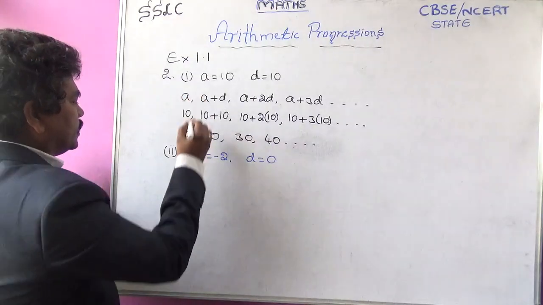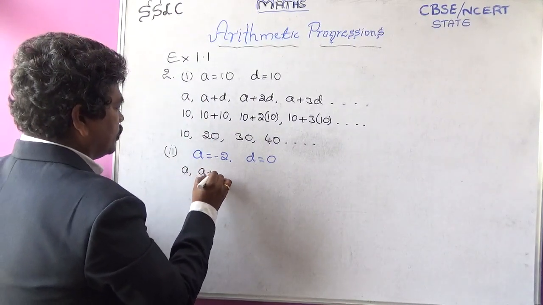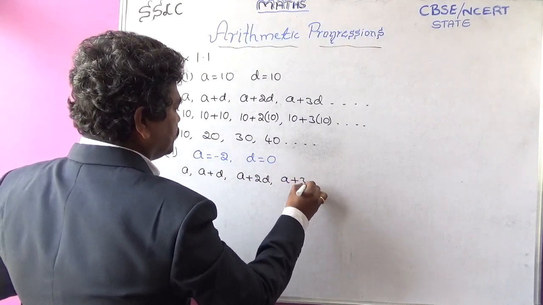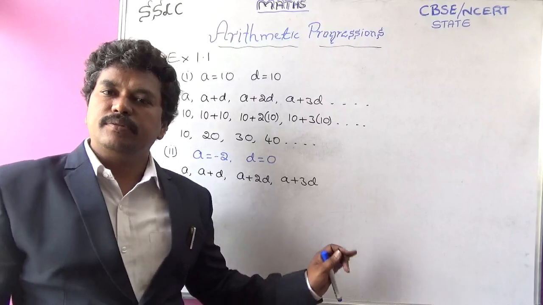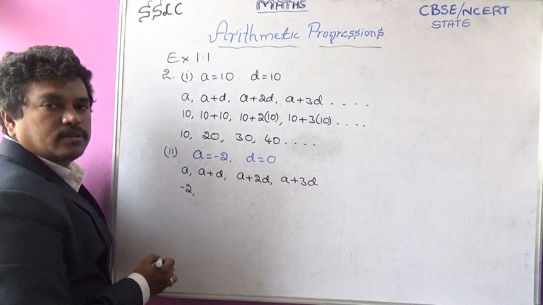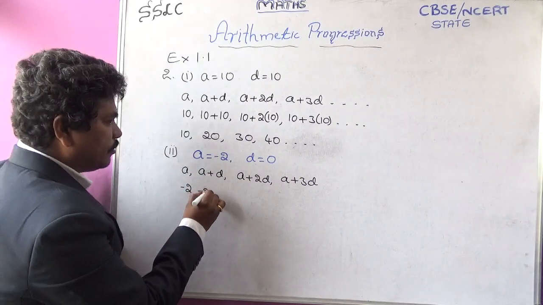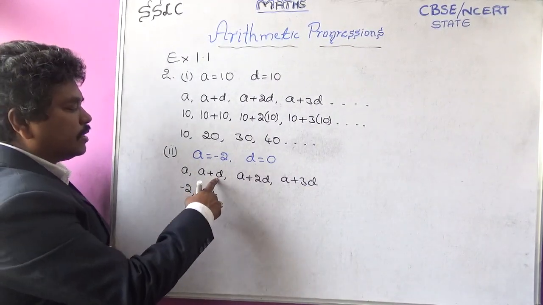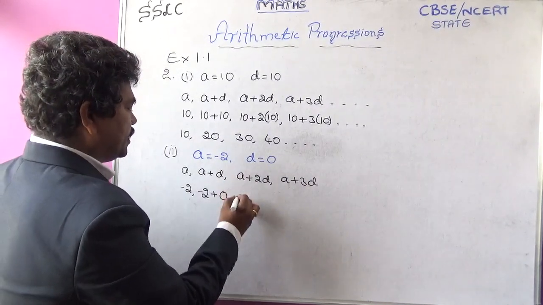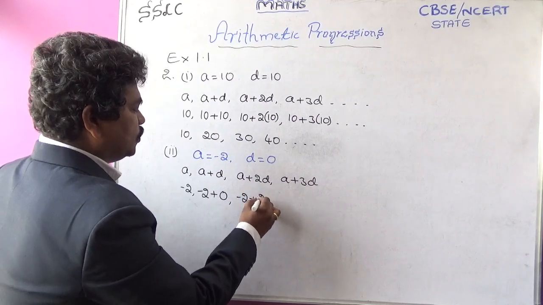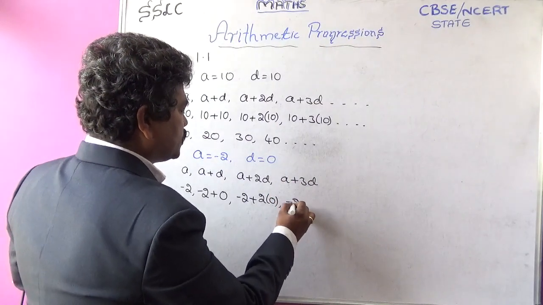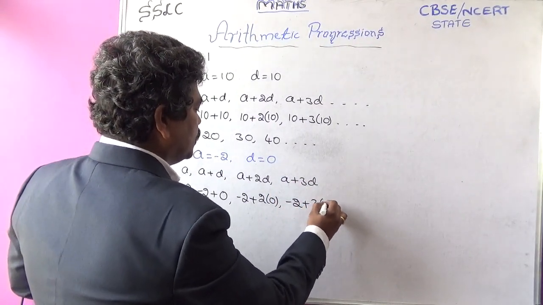We have to write the general formula here: A, A plus D, A plus 2D and A plus 3D. So we substitute the values of A and D here also. Here A is -2, and here also the value of A is -2 and the value of D is 0. Then A is -2 plus 2 into 0, and also A is -2 plus 3 into 0.